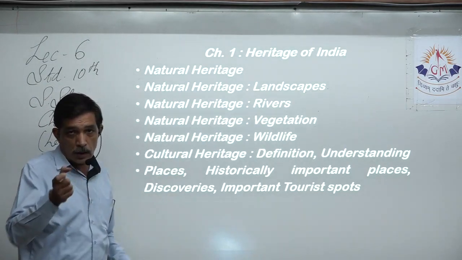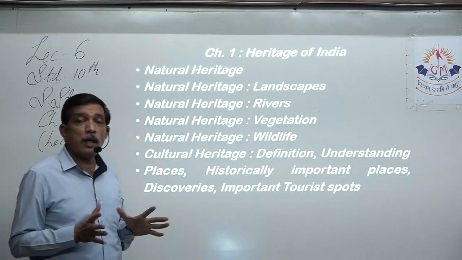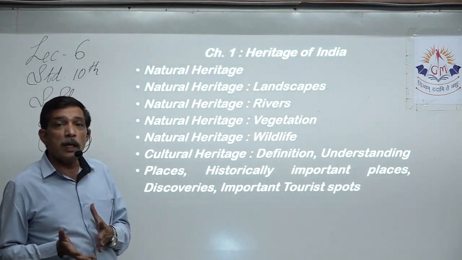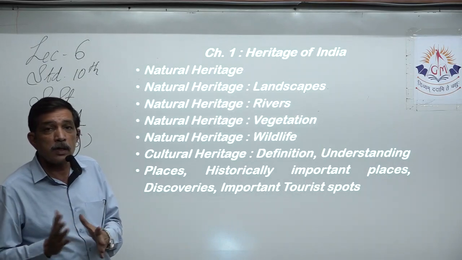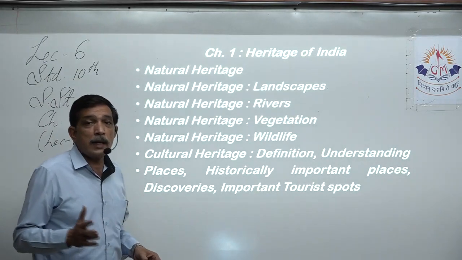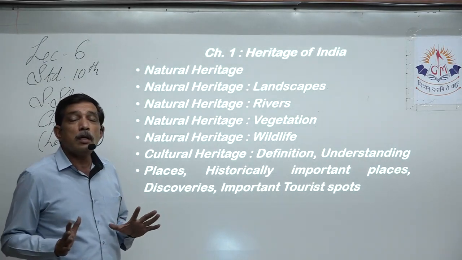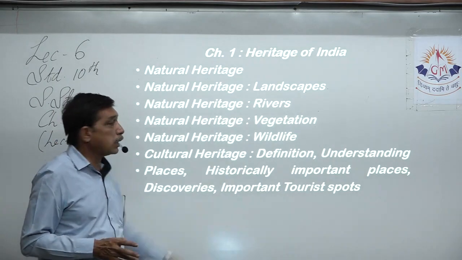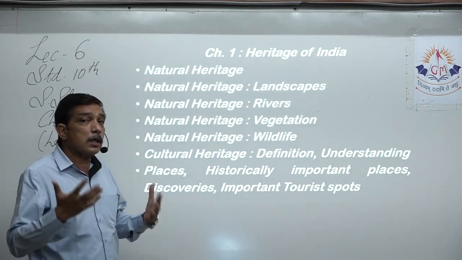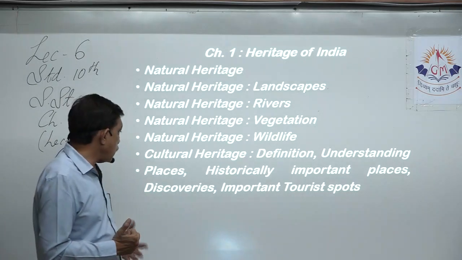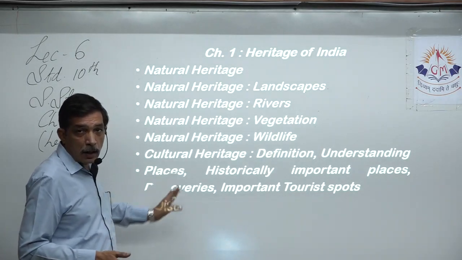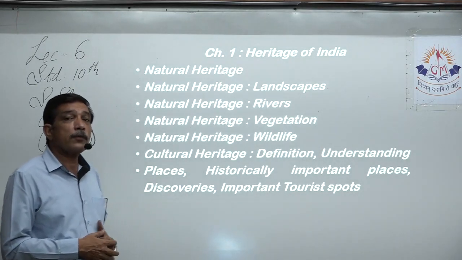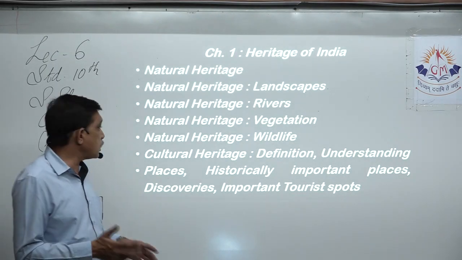Cultural heritage, we understood the definition: whatever man creates with his own intellect or tact, wisdom, talent, skill, etc., that is called cultural heritage. So that's the definition, understanding what all things are included in cultural heritage. So for example, places are included, lots of famous places, lots of temples, etc.